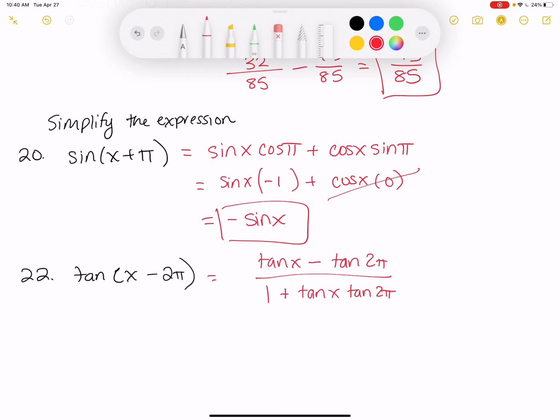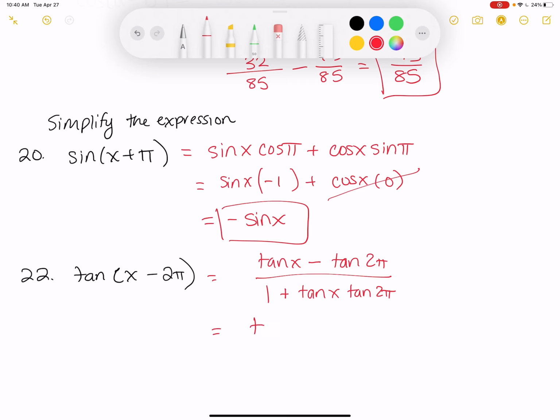The tangent for 2 pi is just the y over x value, so 0 over 1. The formula for tangent of a plus b or minus b doesn't have a 2 pi in it, but 2 pi is just going to be a number. So we're going to evaluate tangent at 2 pi to figure out what that is and cancel stuff like we just did when we replaced the cosine of pi with negative 1. We're going to do the same thing with the tangent of 2 pi.